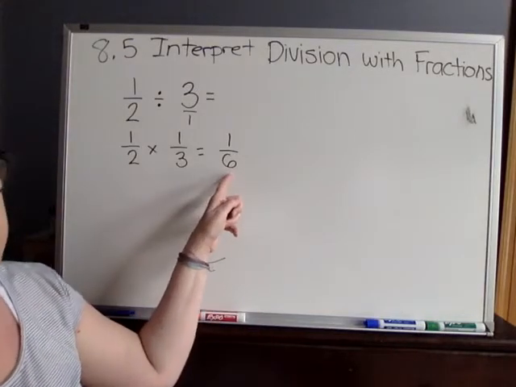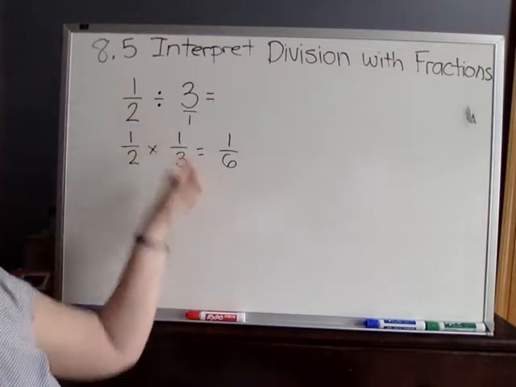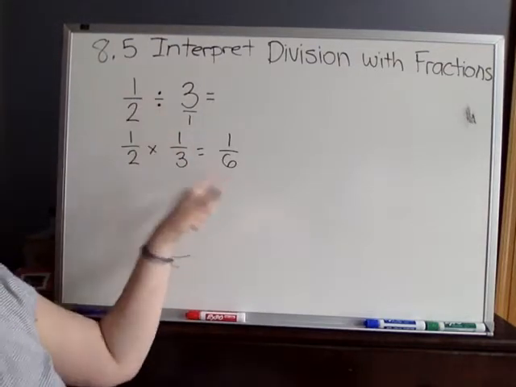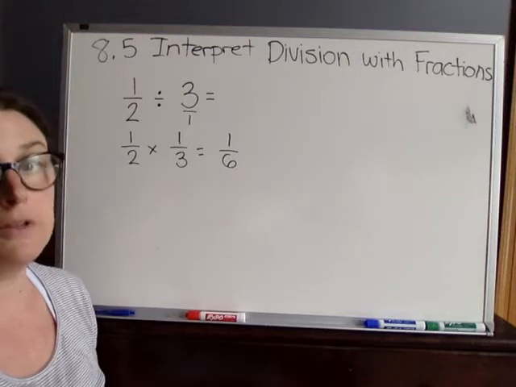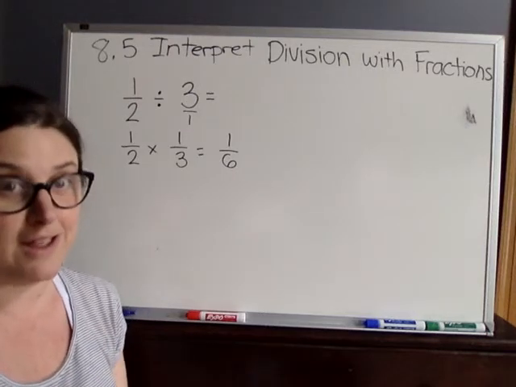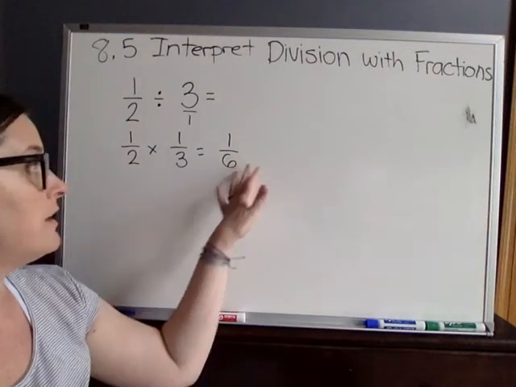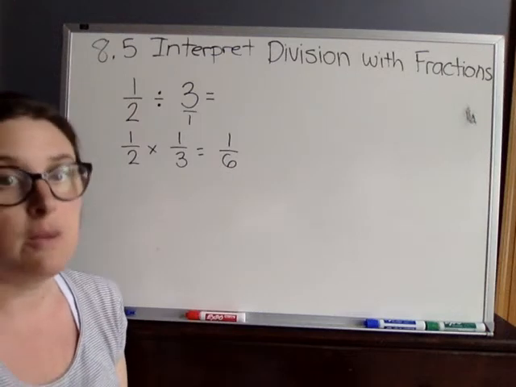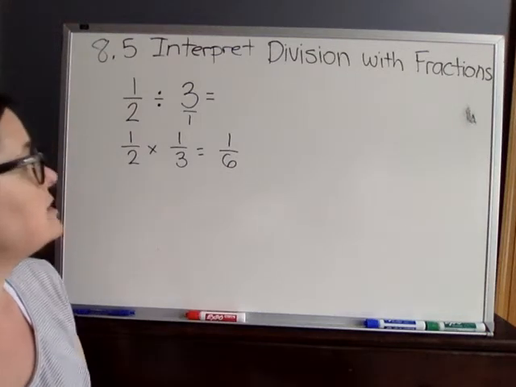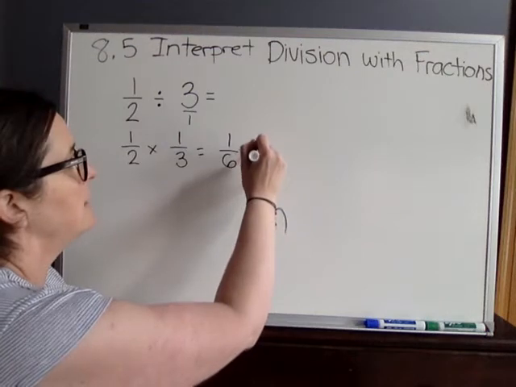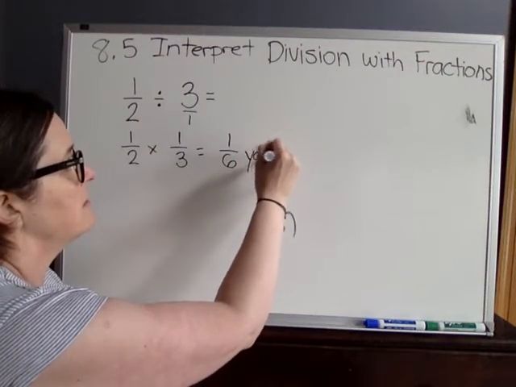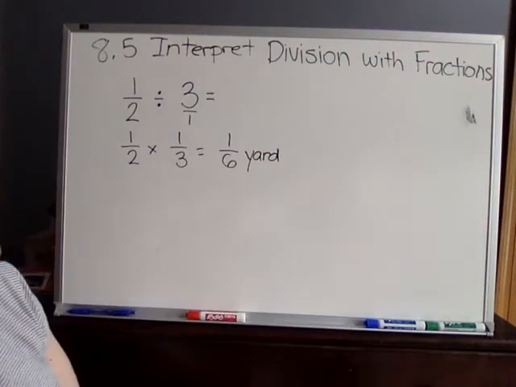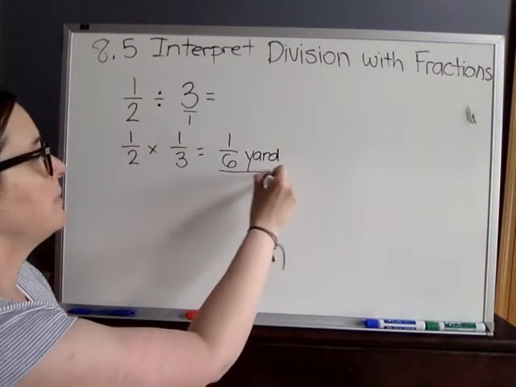If this were just a whole number answer, you know that you would be wrong because you should have a fraction as your answer. Going back to underlining the question, that's going to help you figure out what goes on the end here. So what fraction of a yard is each piece? So 1/6 of a yard is our final answer for this problem here.